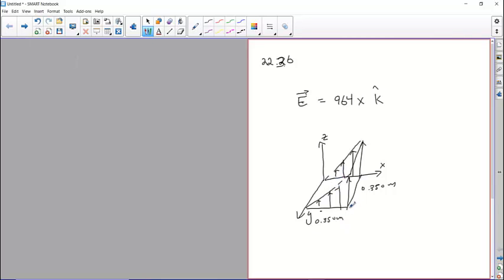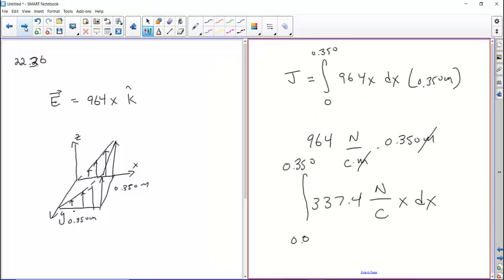And because it's perpendicular to the plane that we're interested in, you don't really have to do a dot product because the angle is 90 degrees. It's perpendicular to this plane, so it's just a straight calculation. There's no geometry involved.